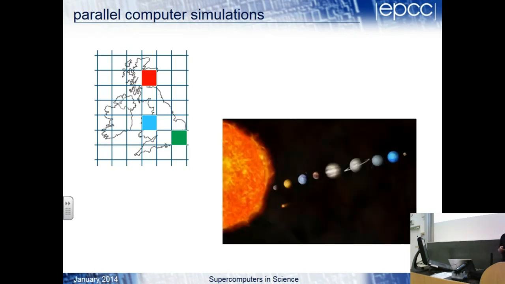That's not always the case, though. If you wanted to simulate the planets, I'm old enough that I think Pluto's a planet, so there are nine planets orbiting the Sun. You might say, well, I'll just do the same thing. I'll split space up into four regions. But there you've got a problem. If you've got four processors, the one in the bottom right has nothing to do. The one in the top right has a lot to do, and the one in the top left has quite a lot to do. And so this is a problem which is load imbalanced.